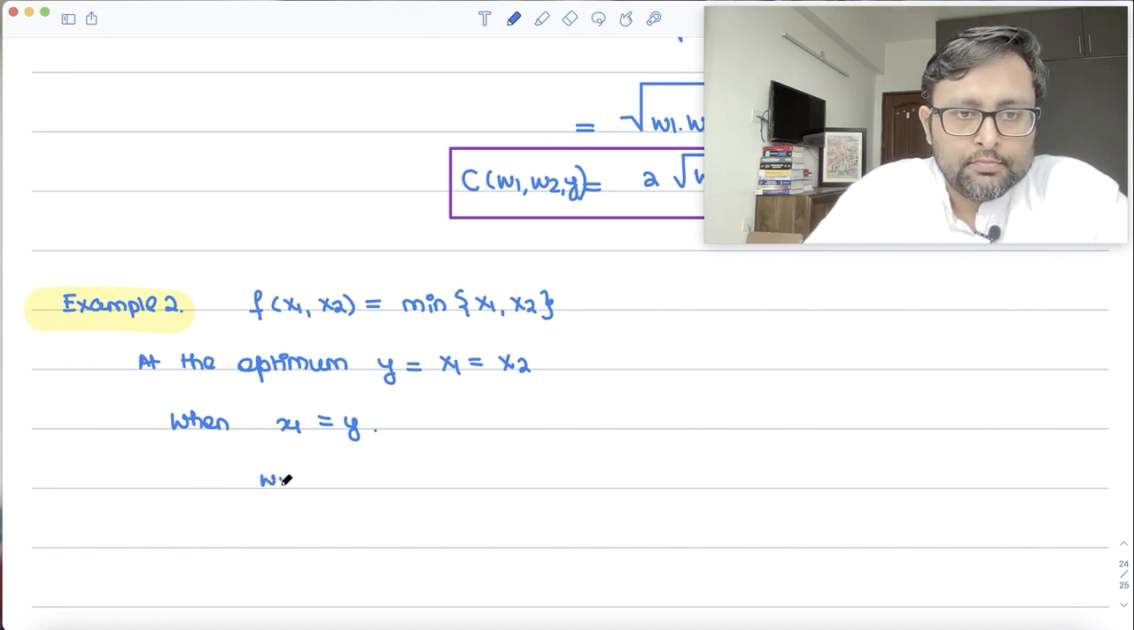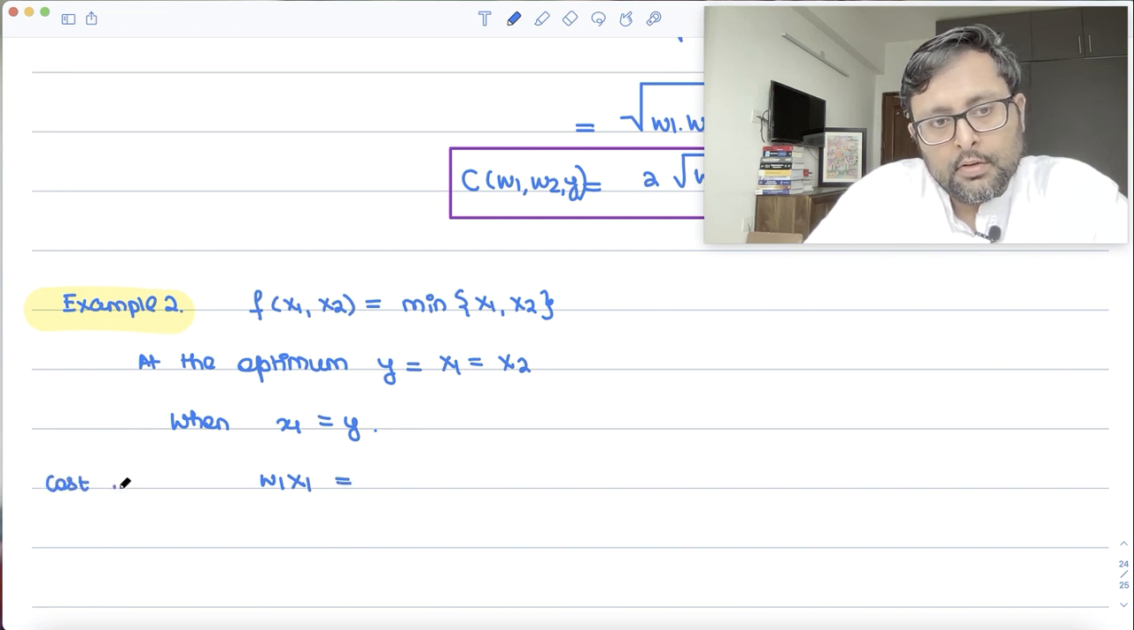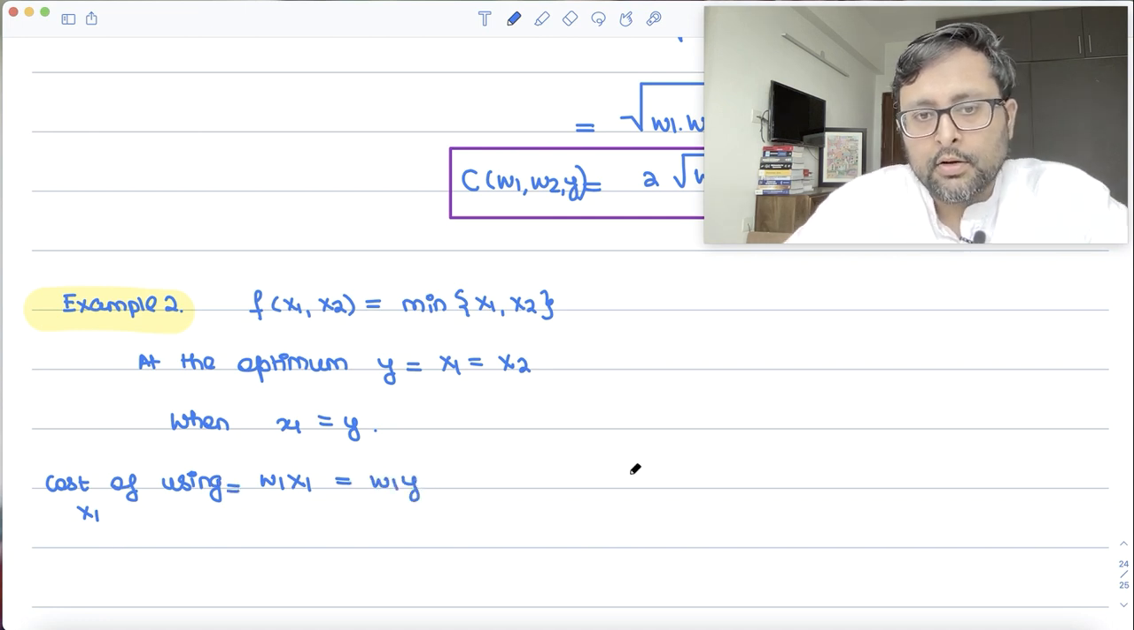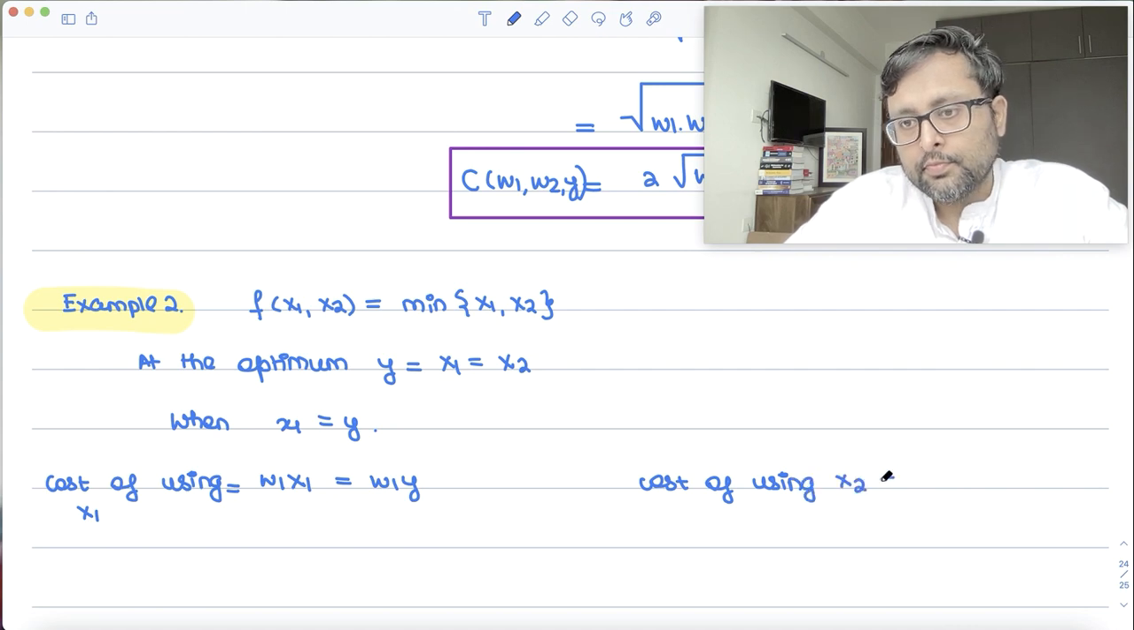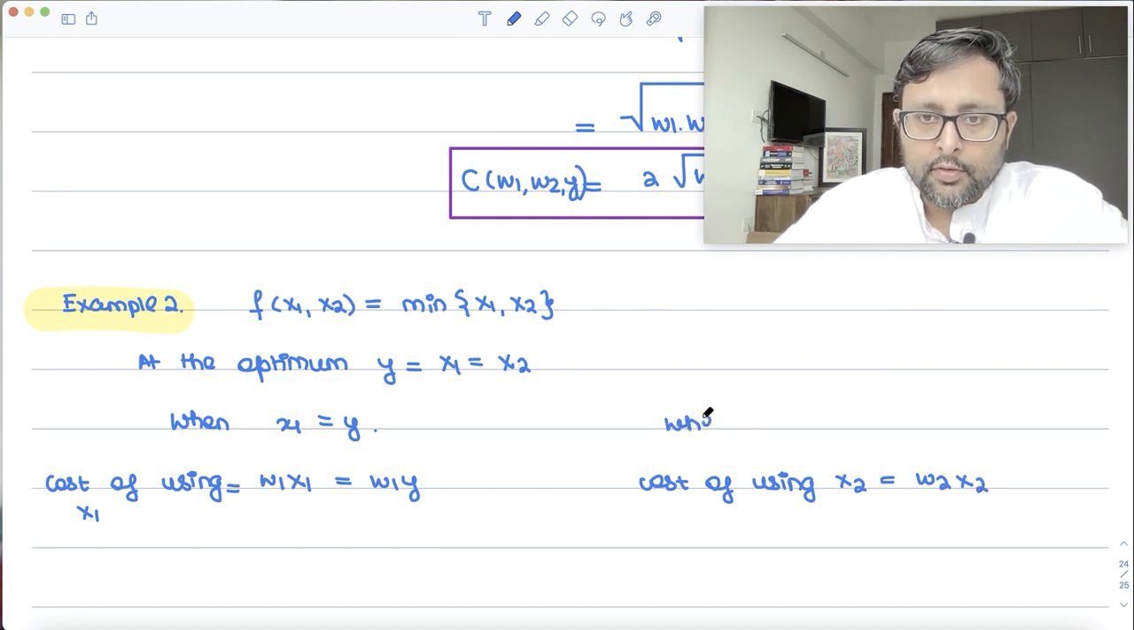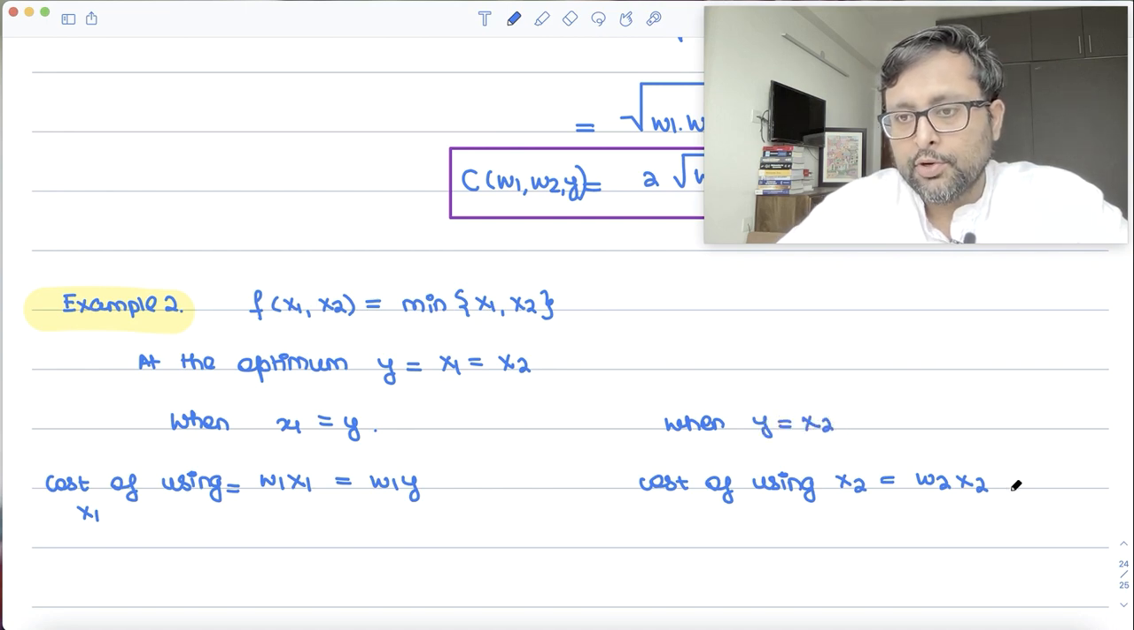what is the cost of using x1? W1. So this is the cost of using x1. That is W1 x1, which is written as W1 y. Yes. The cost of using x2 is what? W2 x2, right? And when you write y is equal to x2, the cost of using x2 is W2 x2, and since x2 is equal to y, that means W2 y.